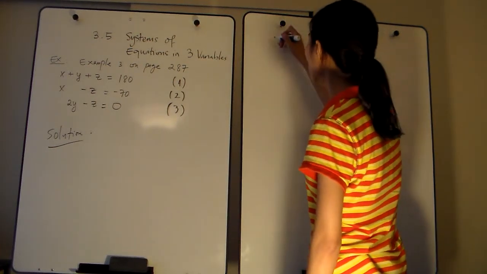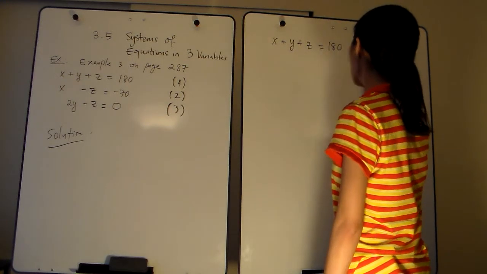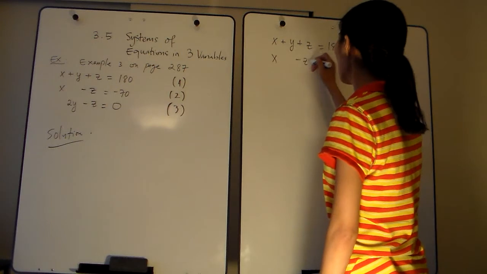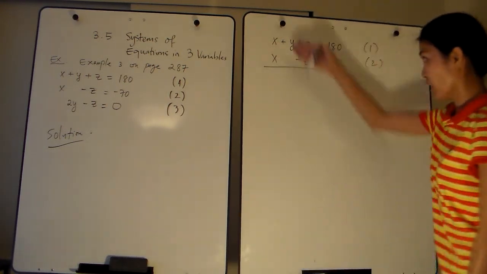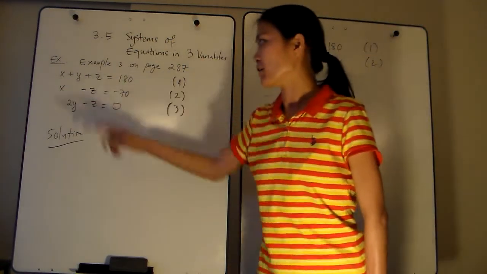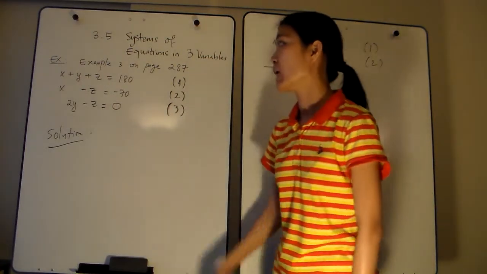So equation 1 is x plus y plus z equal 180. Equation 2 is x minus z equal to negative 70. I suggest you align x with x, y with y, z with z. There's no y here. That's fine. This system of 3 equations is fine.